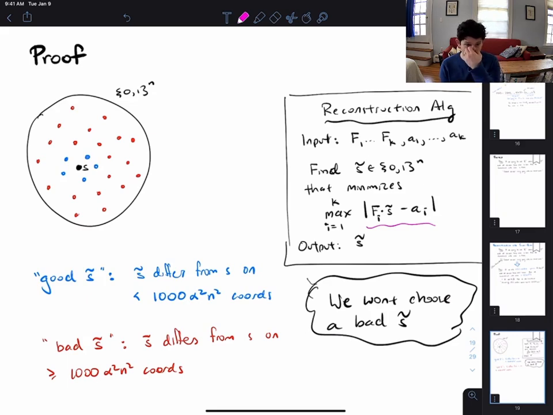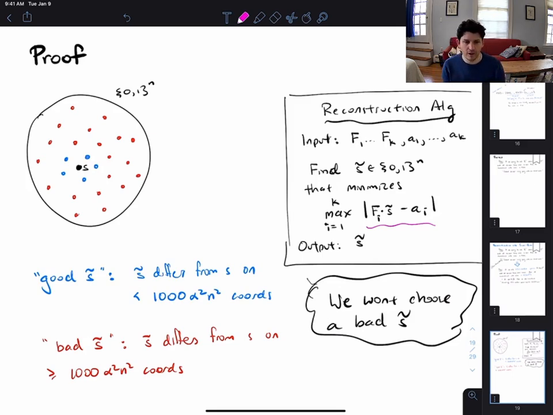Now, we want to show that this reconstruction attack is going to work in the sense that if all of the queries have error at most alpha n, the reconstruction error will be proportional to alpha squared n squared. To that end, I'm going to draw a little pictorial representation of all of the possible secret vectors s tilde that we could output in {0,1}^n. And of course, one of those is the true vector of secrets s.